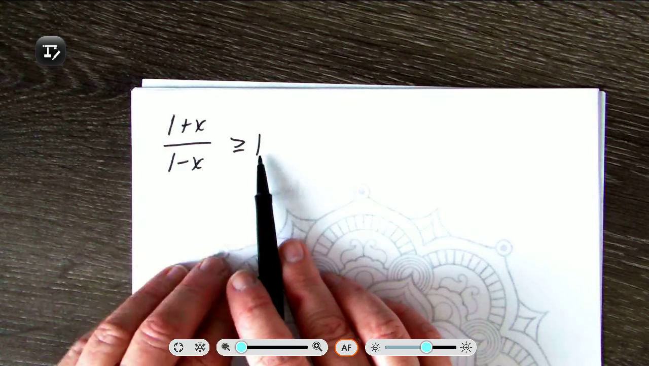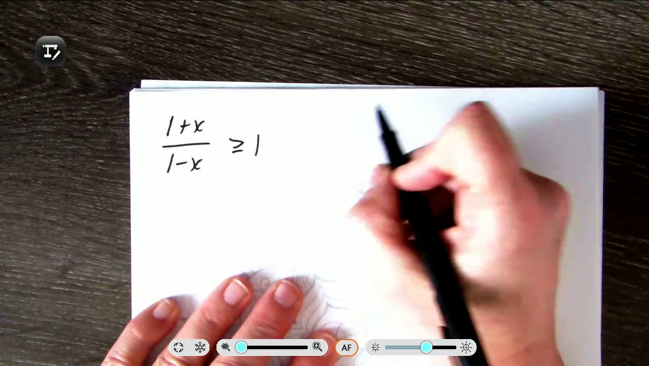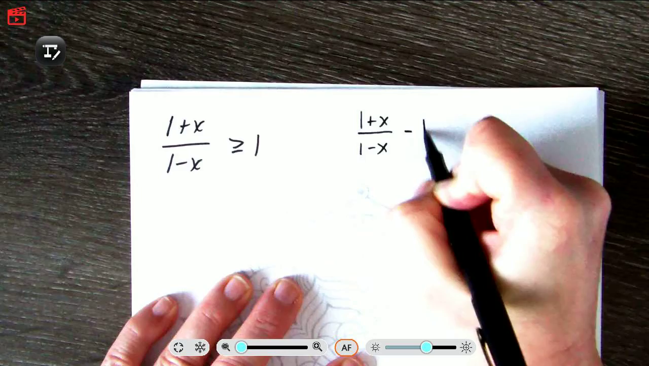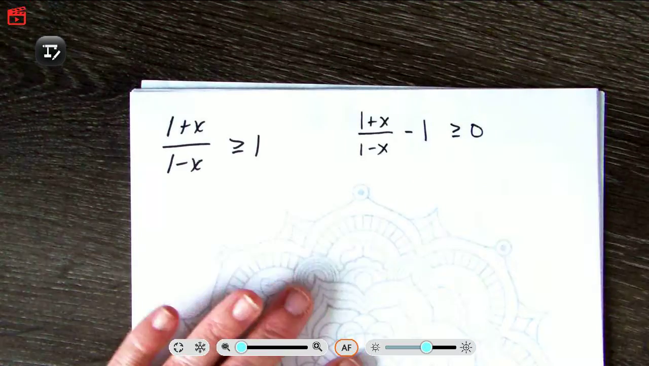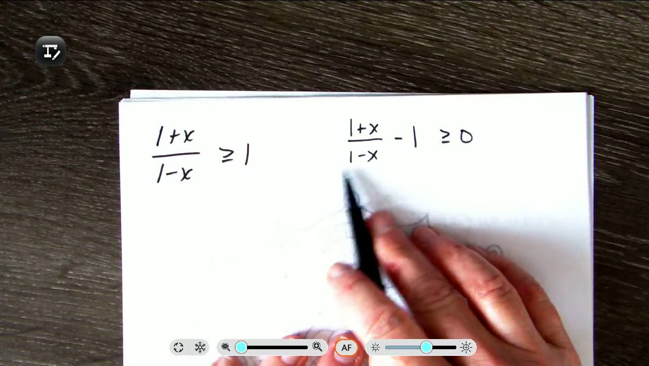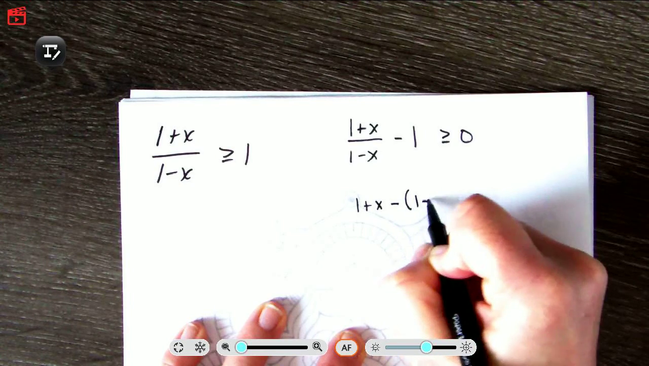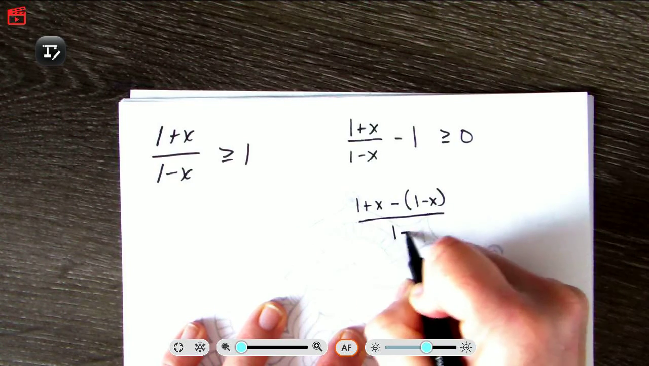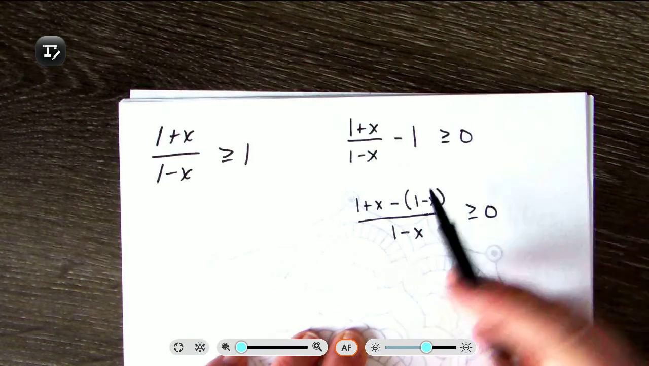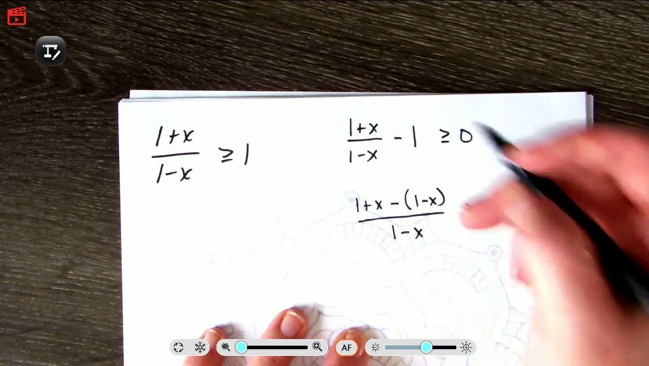So what I need to do is move the 1 to the same side because I want to get a 0. So I have (1 plus x) over (1 minus x) minus 1 greater than or equal to 0. Now I'm going to get a common denominator, which is basically that 1 minus x. So 1 plus x minus that (1 minus x) all over the 1 minus x greater than or equal to 0. So my common denominator, I rewrote this 1 as (1 minus x) over (1 minus x) and then subtracted.